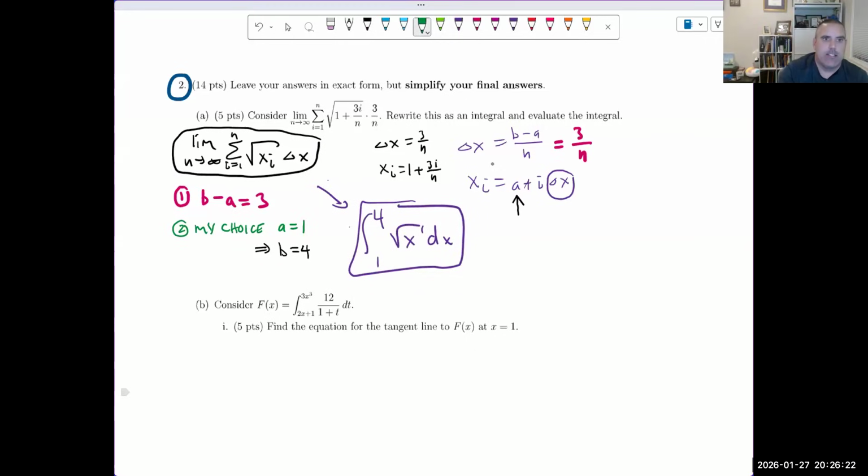The change in x is this thing. It's actually the width of each one of the rectangles. I mean, these are not great problems. They're kind of, do we recognize? But that's one of the correct answers.